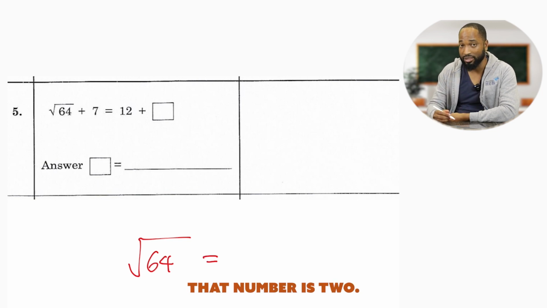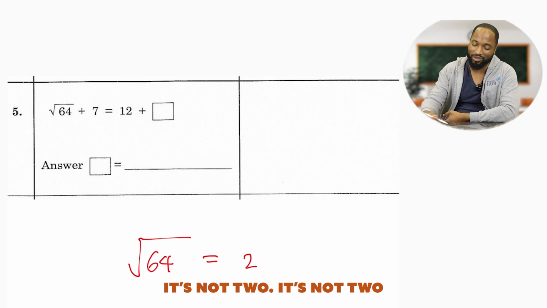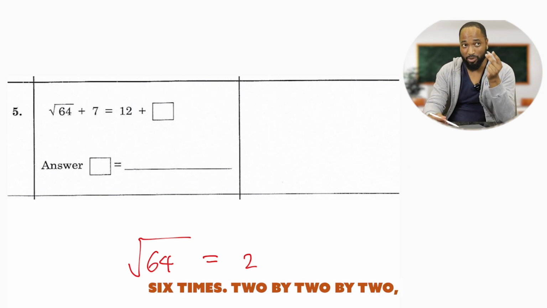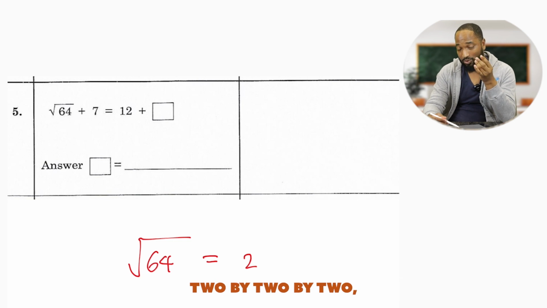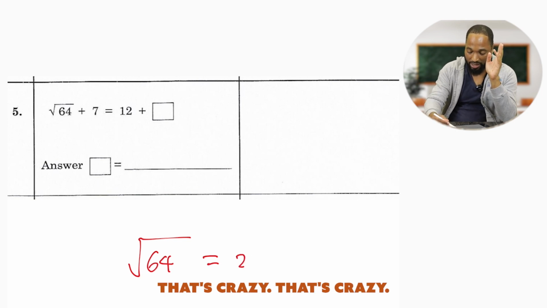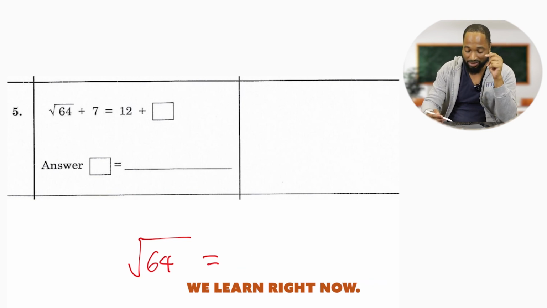That number is not 2. You know how many times I need to multiply 2 to get to 64? 6 times. 2 by 2 by 2, 2 by 2 by 2 by 2 by 2 by 2, and you'll get to 64. That's 2 to the power 6. That's not even something we learn right now.